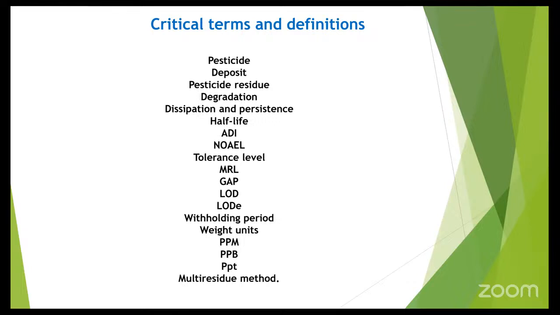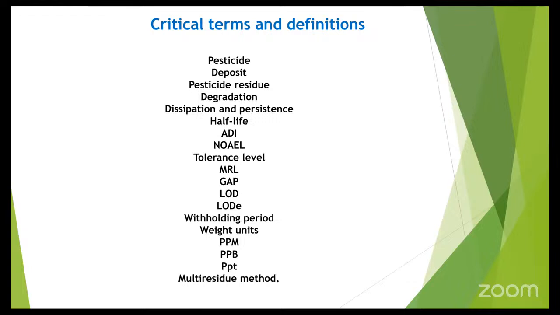So what is the deposit? Deposit is the amount of initially laid down pesticide on the surface. Wherever it goes and sticks to the surface, it means that it got deposited there, right? So the amount of pesticide initially laid on the surface is called deposit.